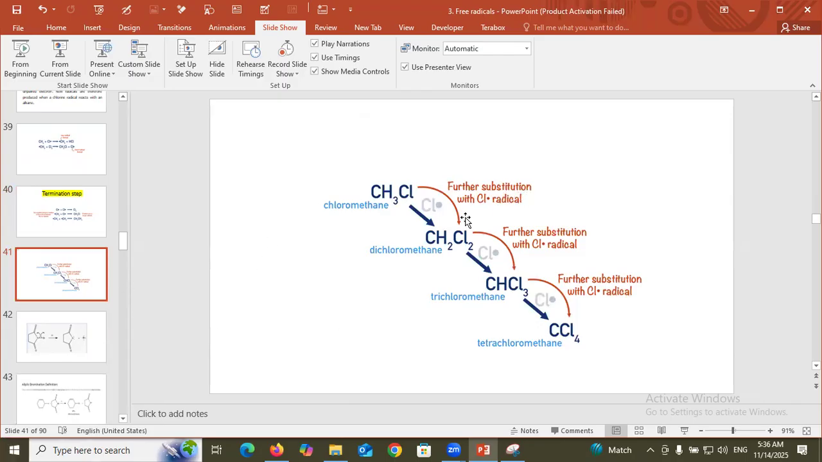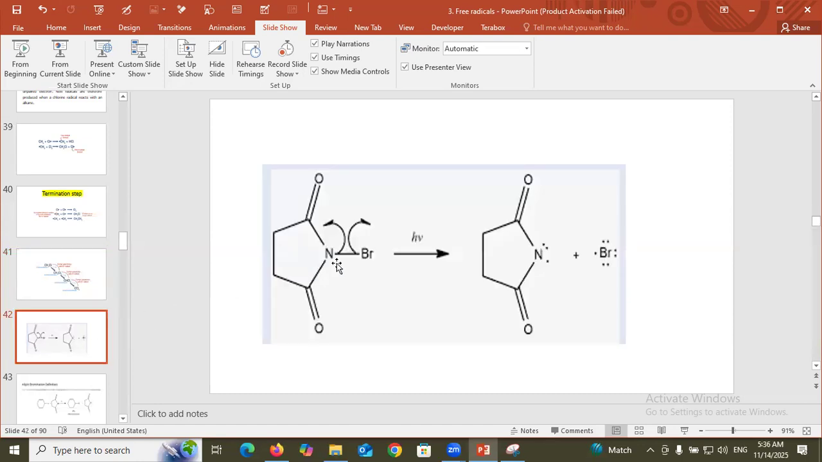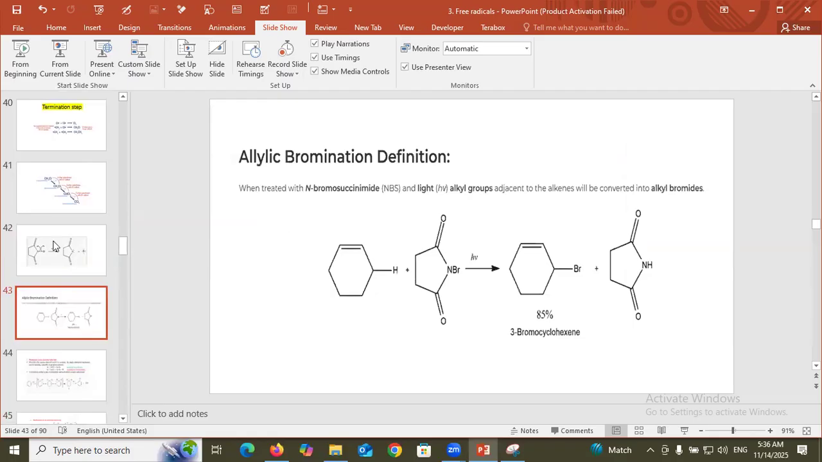Chloromethane, further substitution with chloride free radical gives dichloromethane, further substitution with chloride free radical gives trichloromethane, and further substitution with chloride free radical gives tetrachloromethane. This is the UV light and it produces bromide free radical. In bromination with N-bromosuccinimide and UV light, groups adjacent to the alkenes will be converted into alkyl bromides.